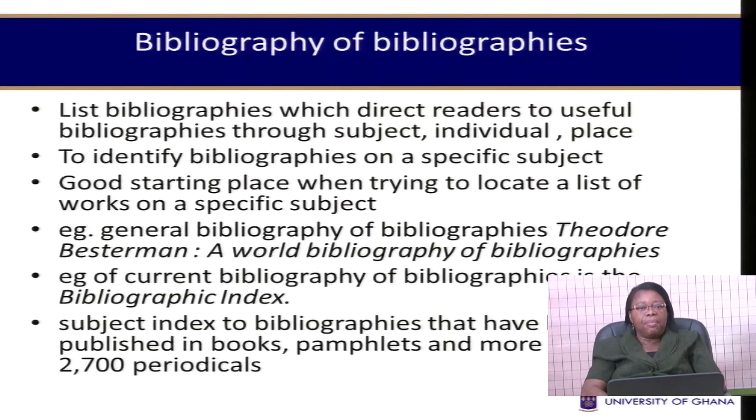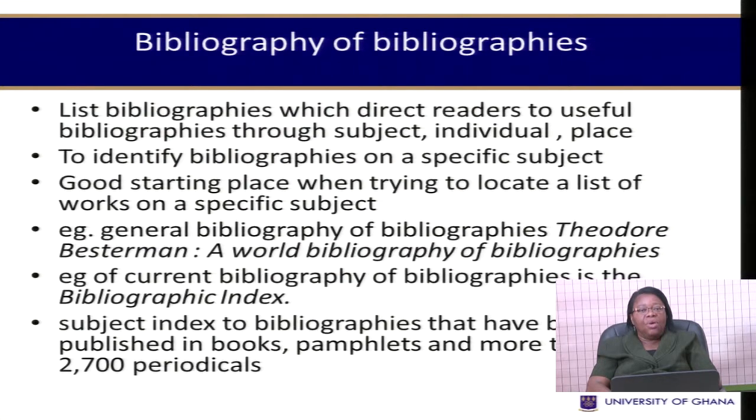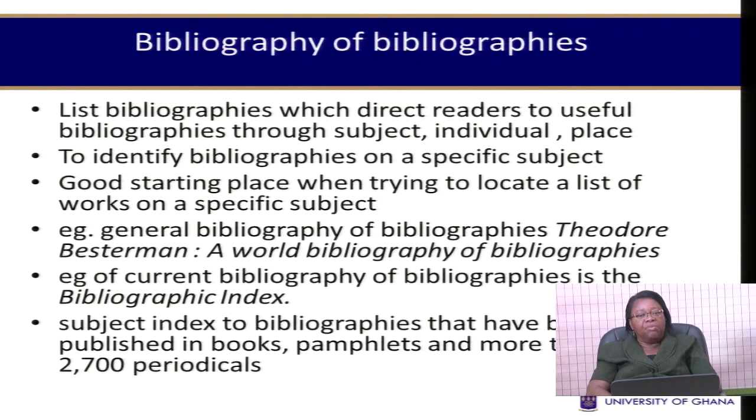You are able to identify bibliographies on specific subjects because the bibliography of bibliographies will list bibliographies on different subject areas. And for anybody who is starting research, it's a very good place when you're trying to locate a list of works on specific subjects. We do have a general bibliography of bibliography which is retrospective. That is Theodore Besterman's World Bibliography of Bibliographies. And we also have a current bibliography of bibliographies which you'll be working on, and that is the Bibliographic Index.